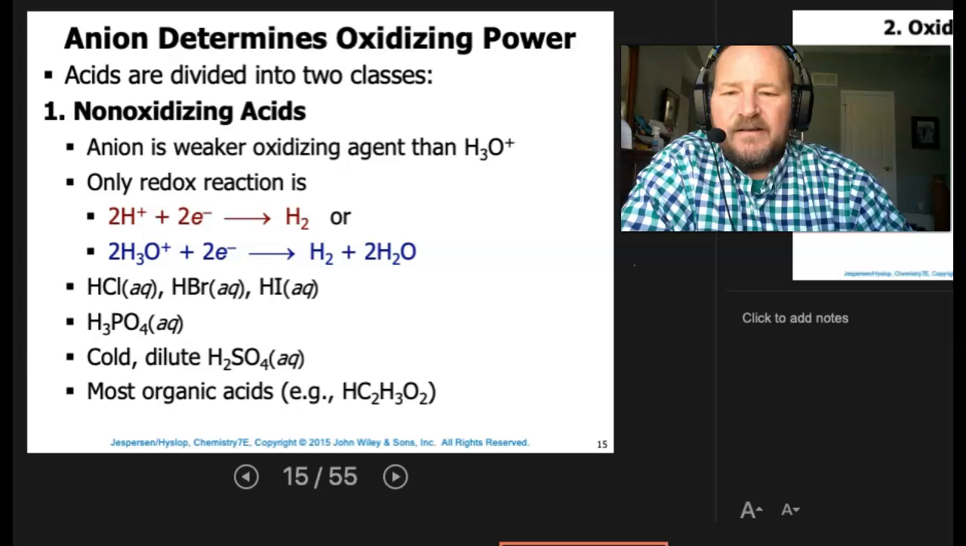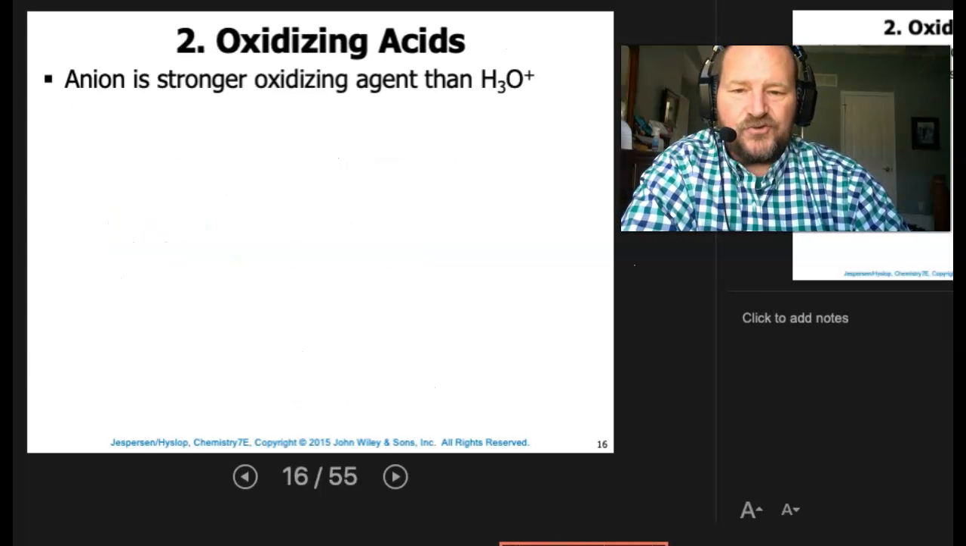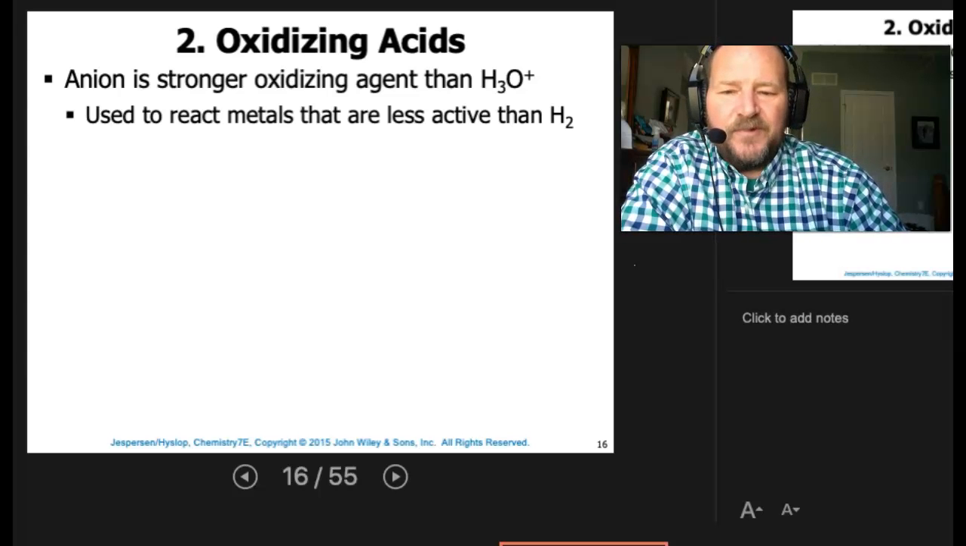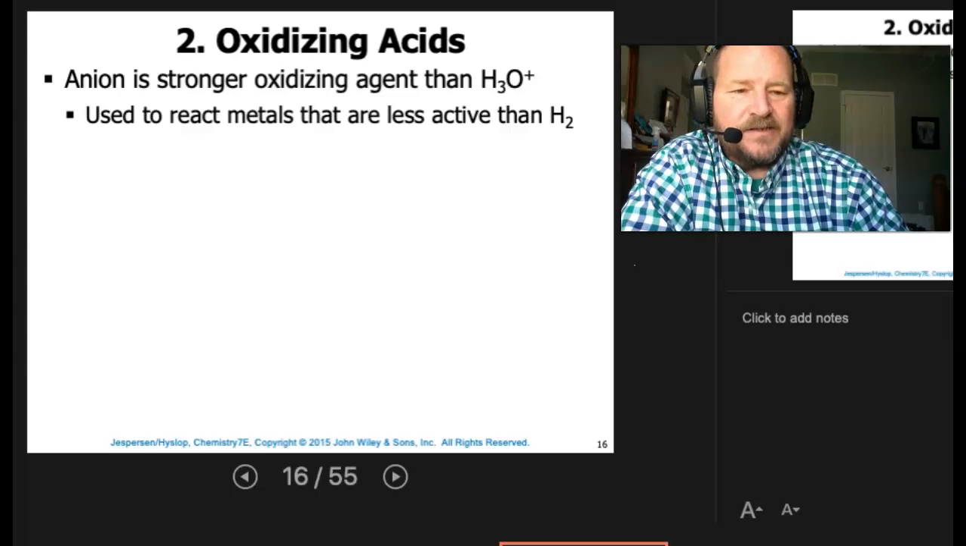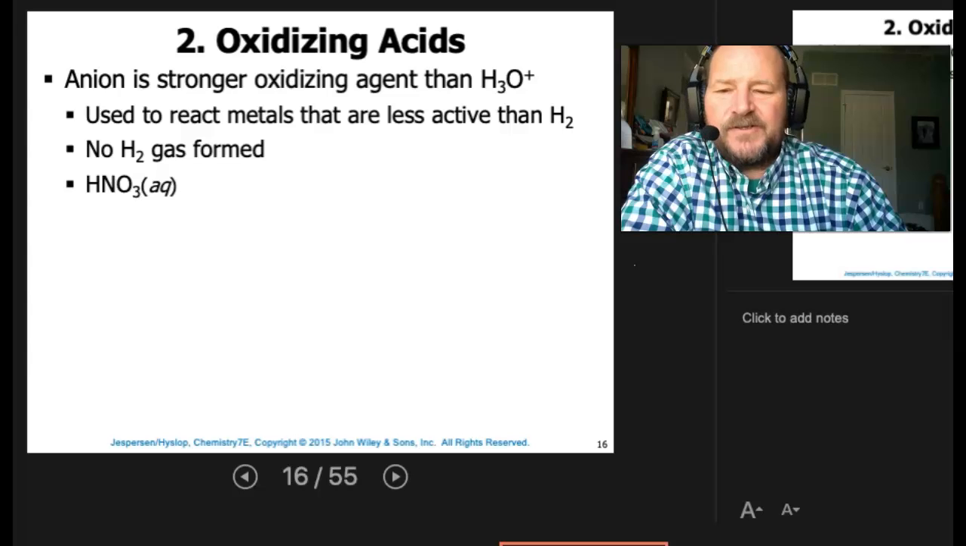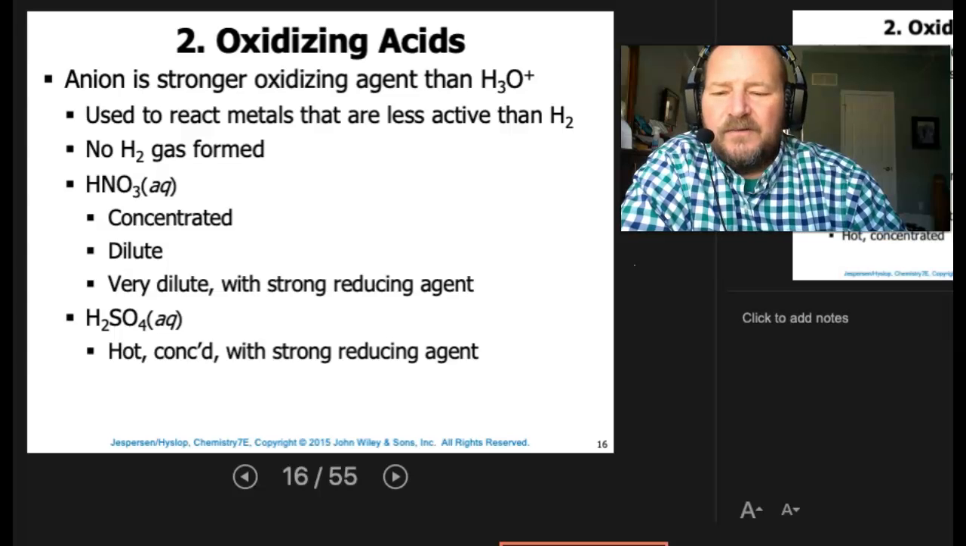The second class would be oxidizing acids. Here the anion is a stronger oxidizing agent than H+, so these react with metals that are less active than H2, excuse me. There'll be no hydrogen gas formed. Examples are HNO3, if it's concentrated, or even dilute with a strong reducing agent. We could also have H2SO4, if it's hot and concentrated, with a strong reducing agent.